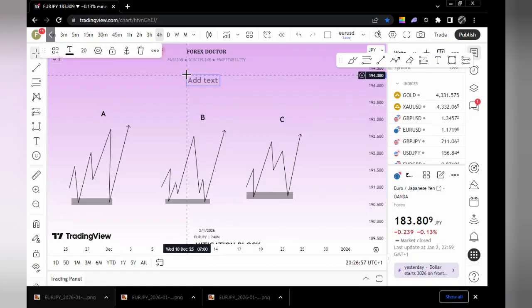So this is what our advanced market structure is.